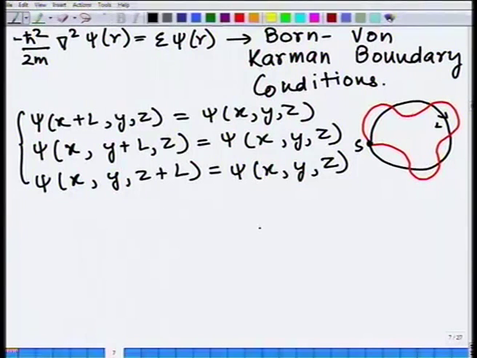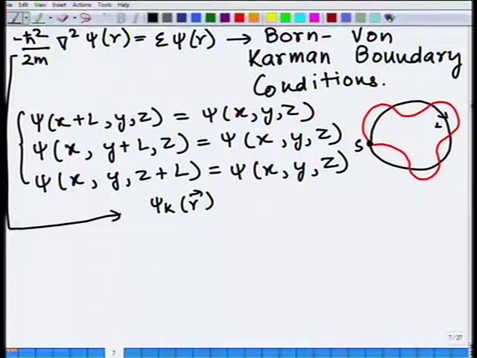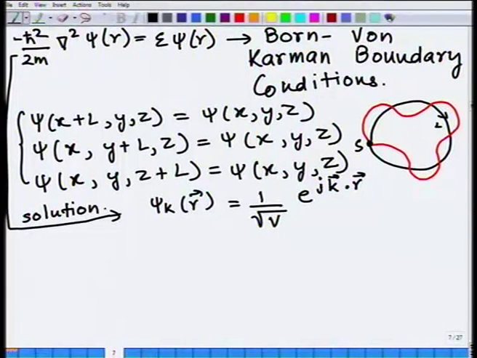If this is so, then notice that without regard to this boundary condition, the solution to this particular equation is of the form phi of k, the symbol I am giving this, of r, is equal to 1 by square root v e to the power j k dot r. This k is the wave number. You can substitute this solution into this equation and check whether it satisfies it or not.